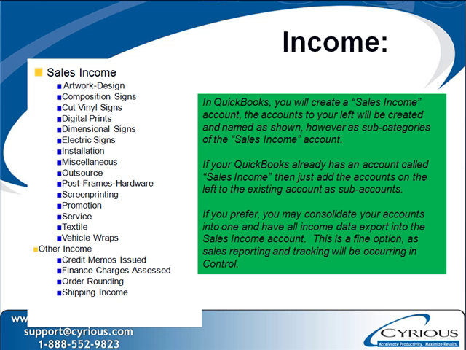This is a fine option, as sales reporting and tracking will be occurring in Control. You probably have in your QuickBooks setup currently your income accounts in one form or the other. Perhaps you have them set up under another income grouping like fee income or something similar. The suggestion for you to set up these accounts as you see them under the sales account category is because that is the way your Control arrived to you with these accounts already set up.